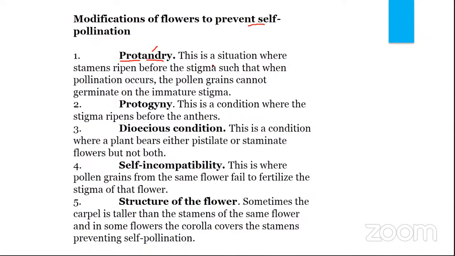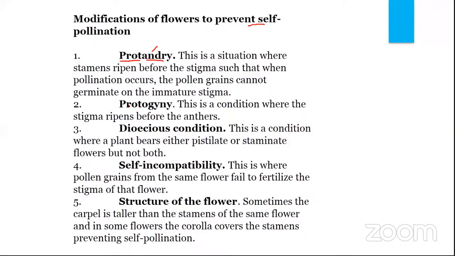a flower, because it is a reproductive part of a plant, normally has both the female and the male reproductive parts. Now, if a plant does not want to carry out self-pollination, it may decide that the stamen matures first, before the female part, that is the gynoecium, could ripen. And in that way, there's not going to be any self-pollination.